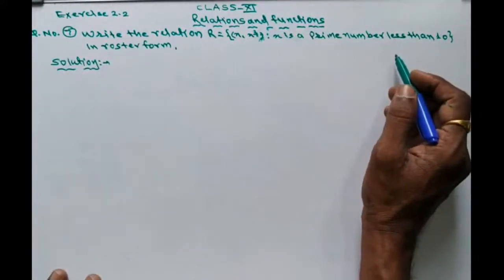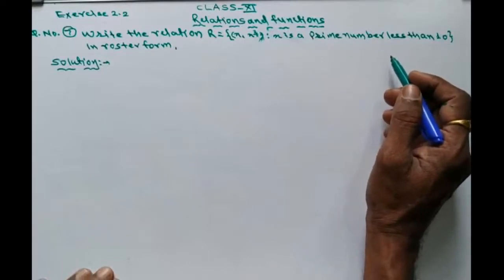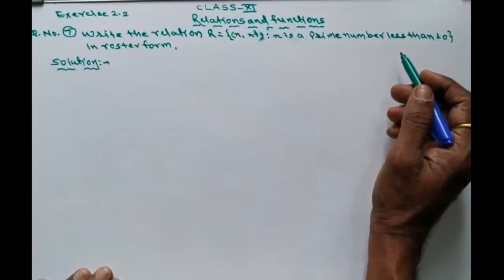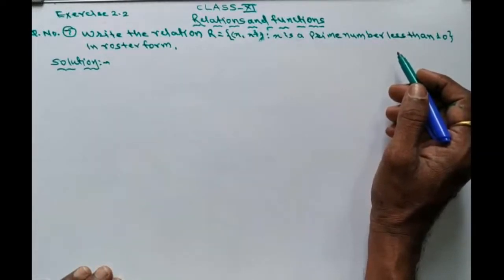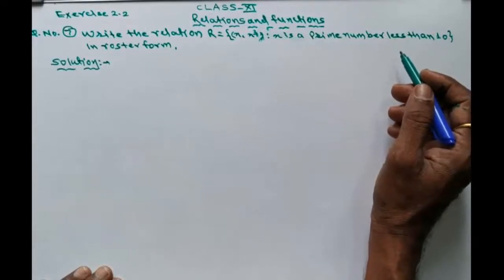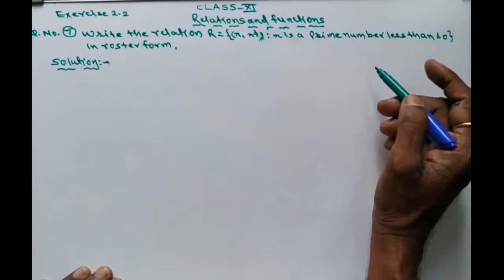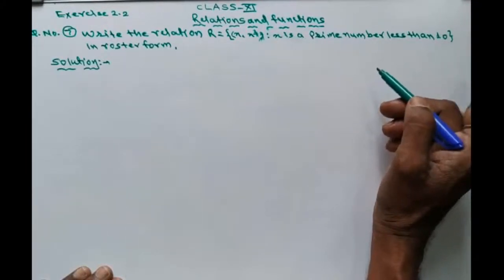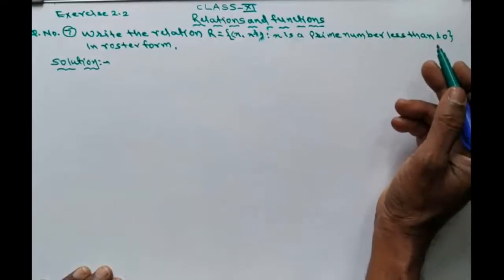Prime number means a number which has exactly two distinct factors. Such as 2 is a prime number because it has two factors, 2 and 1. 3 is a prime number because it has two factors, 1 and 3, distinct different factors. 1 is not a prime number because the factor of 1 can be written 1 into 1, the same two numbers. So it should have two distinct factors, different factors.